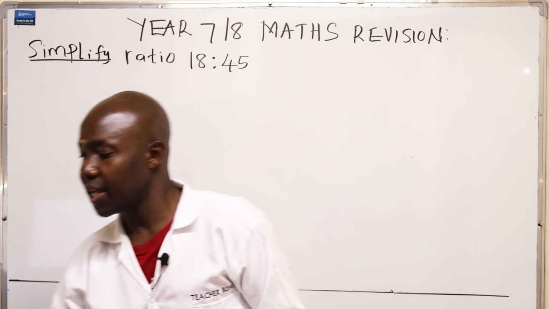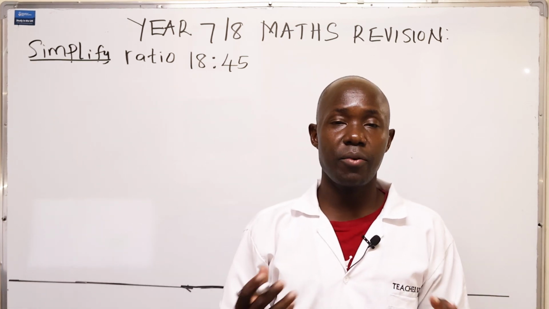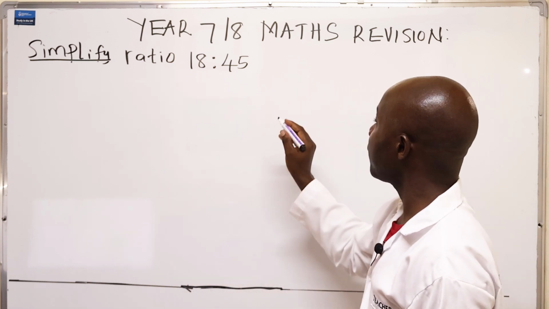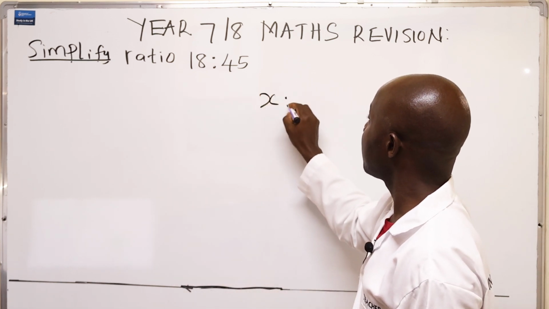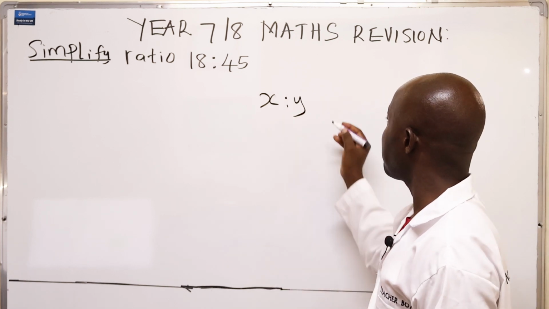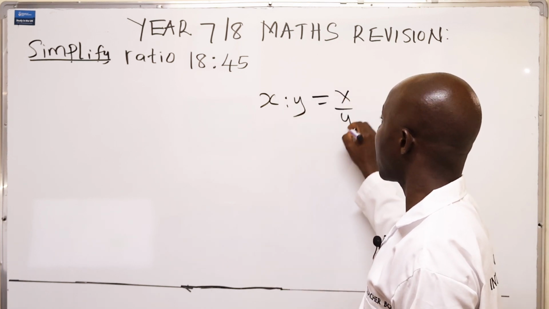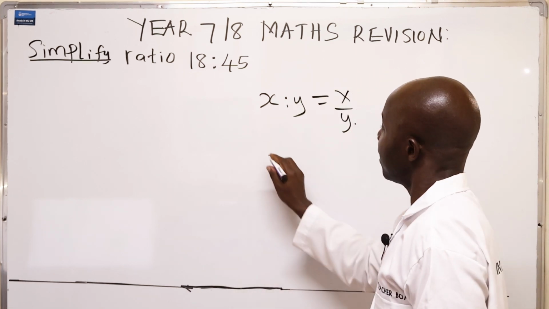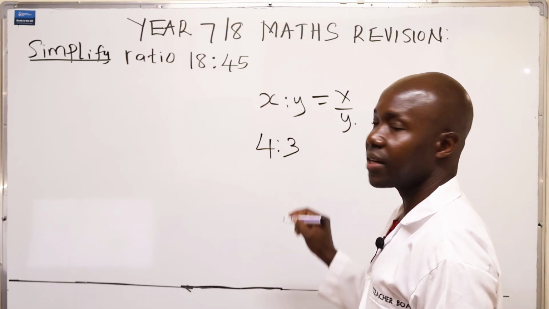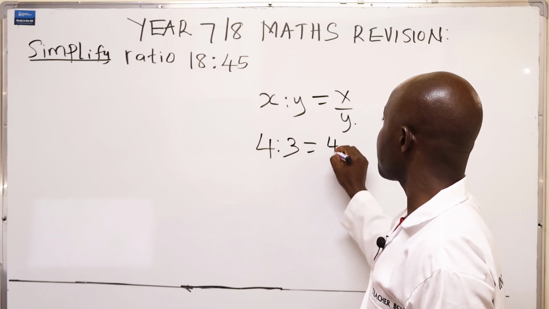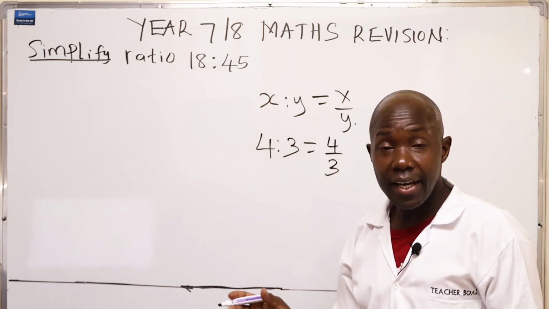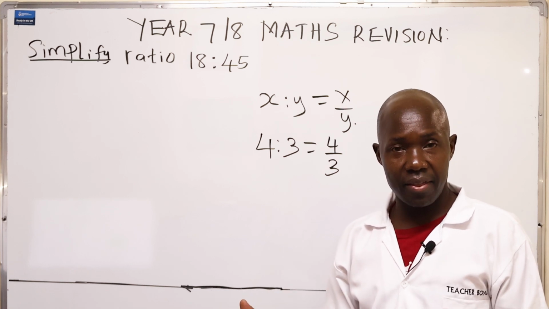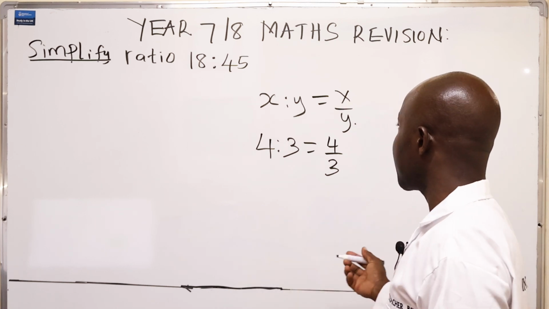Now to simplify that ratio, before we simplify, I would like to explain something: what is a ratio. A good example here, if somebody gives you x ratio y, it simply implies it is x over y. So ratios are always fractions. If somebody gives you 4 ratio 3, they simply mean 4 out of 3. So anytime we talk about a ratio, we are simply talking about a fraction. And ratios can be written in many ways.